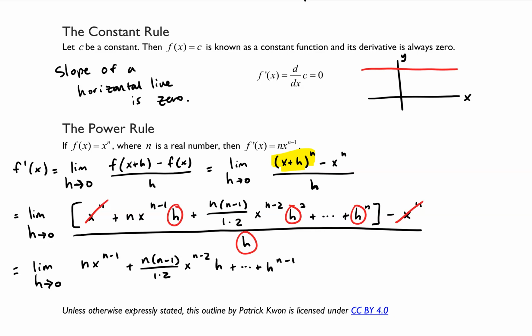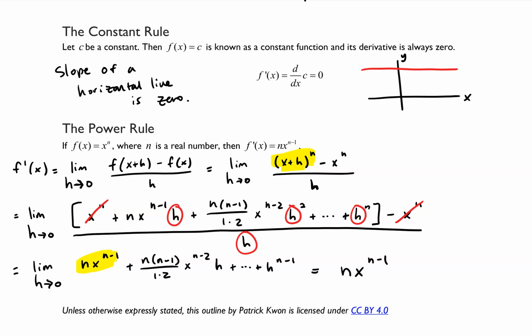And now, because this is a polynomial, we can substitute in h equaling 0. And notice that every term except the first term has an h. And so what this is going to leave us with is, after we've plugged in 0, the only thing left is this term right here. So what we're left with is n times x to the n minus 1 power. And that was basically a proof of the power rule.